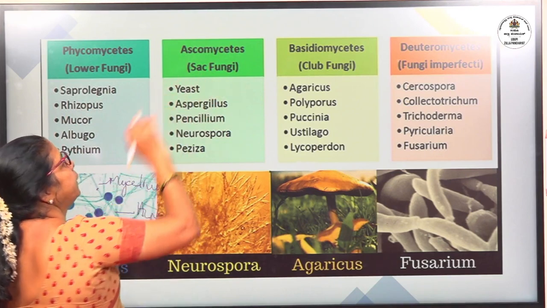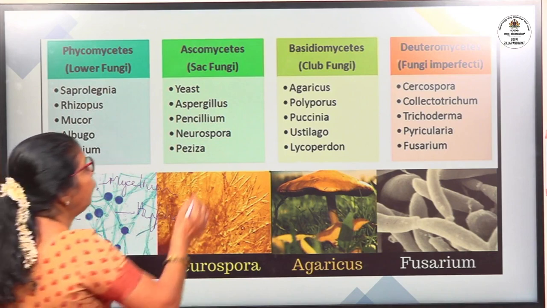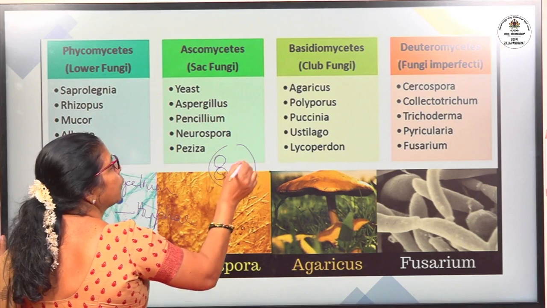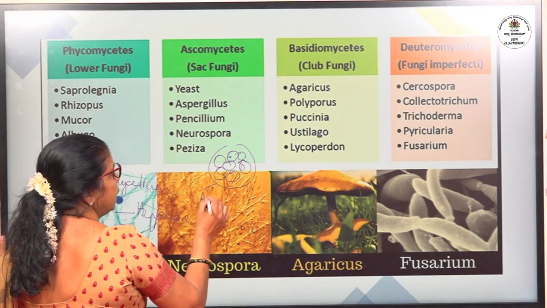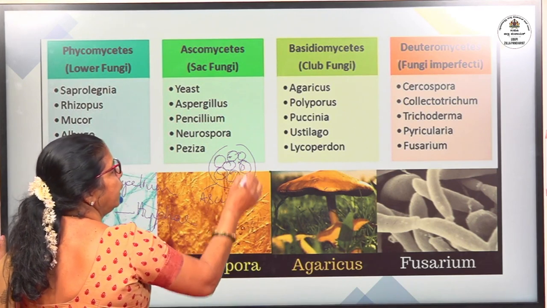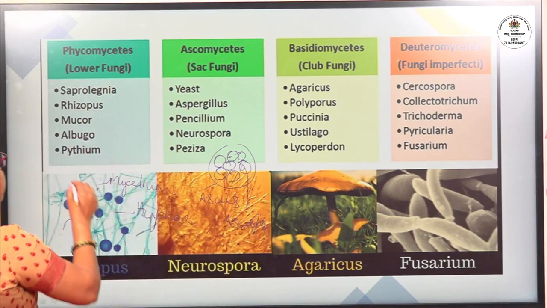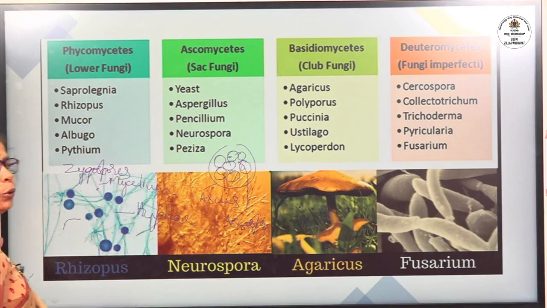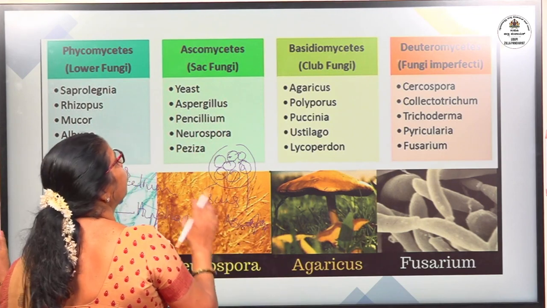And then Ascomycetes. In Ascomycetes, during sexual reproduction, they form a sac-like structure, and that sac consists of spores. That is said to be the ascus, which carries ascospores. Here the spores are said to be zygospores, which are produced through conjugation. And here, inside the sac, the ascus, ascospores are produced.